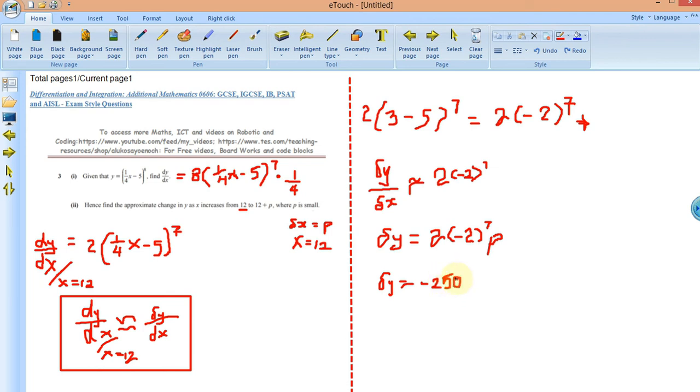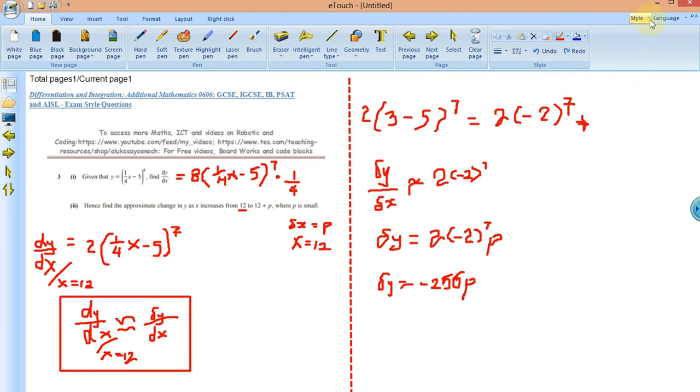I hope that is clear. I will solve one more question on approximation, so you can have a better understanding. So that's all. Let's go to the next question, guys.